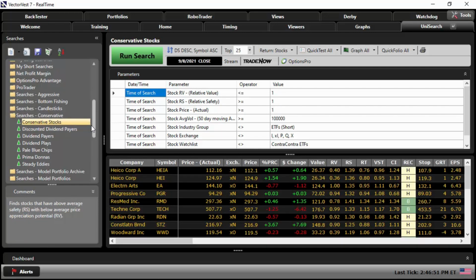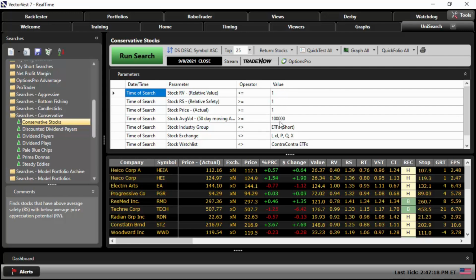As you can see here, it's being sorted by dividend safety in descending order to bring the highest dividend safety stocks to the top of the list that also meet these criteria. So therefore, relative value is less than 1, as we mentioned before when we looked at the matrix. Relative safety greater than 1. And then the other basic parameters we typically see with any other search.